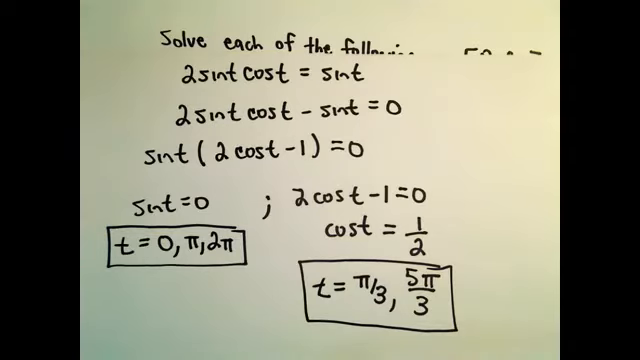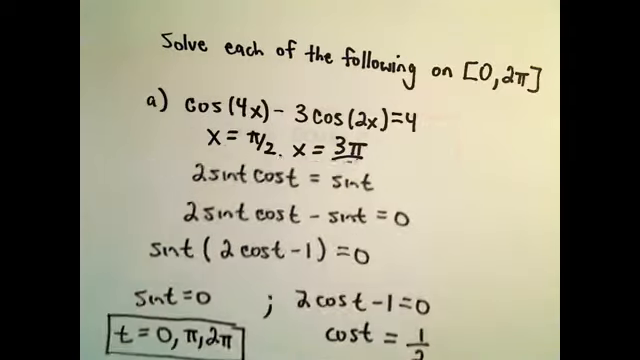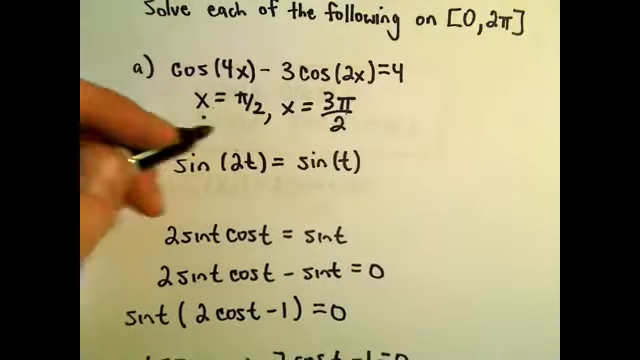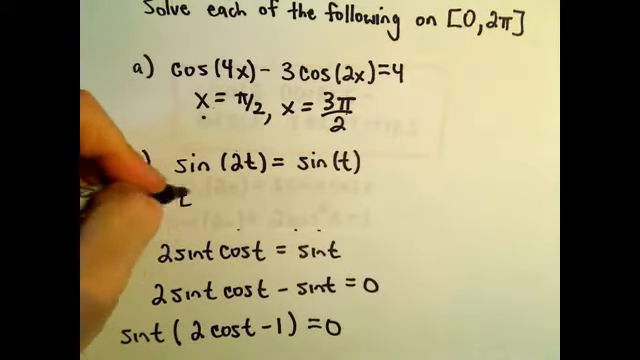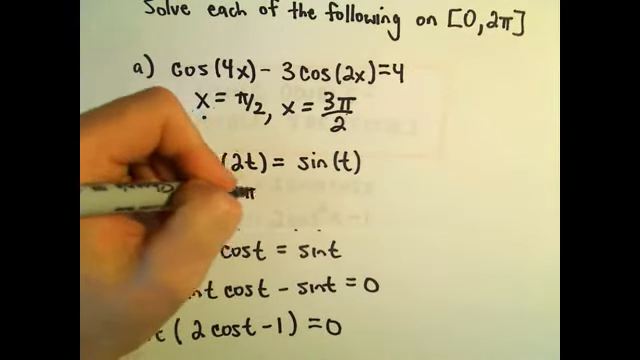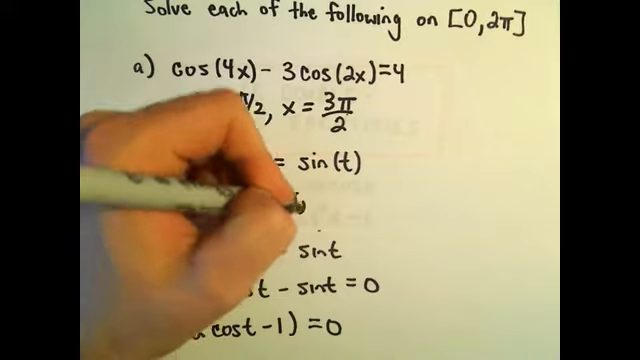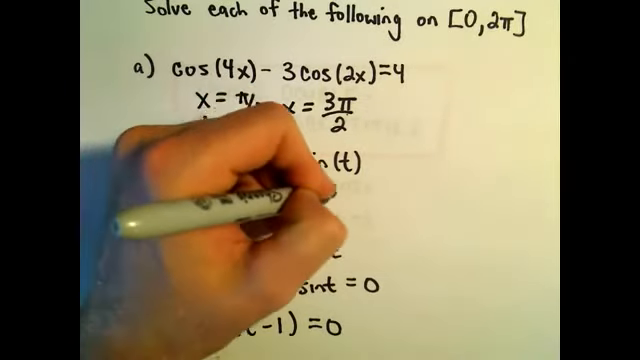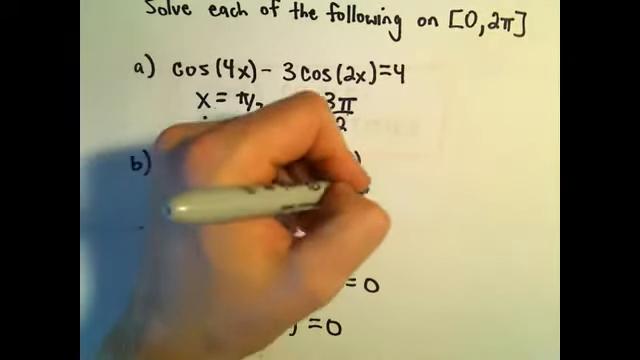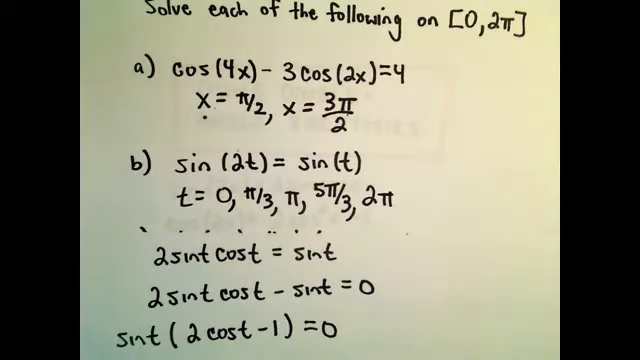So in this case, we've got 5 solutions to our original equation, sine of 2t equals sine of t. We've got 0, pi over 3, pi, 5 pi over 3, and our last solution we found was 2 pi.